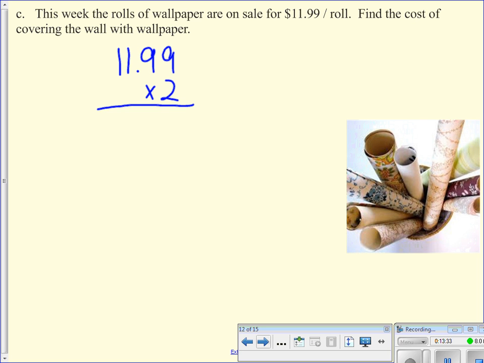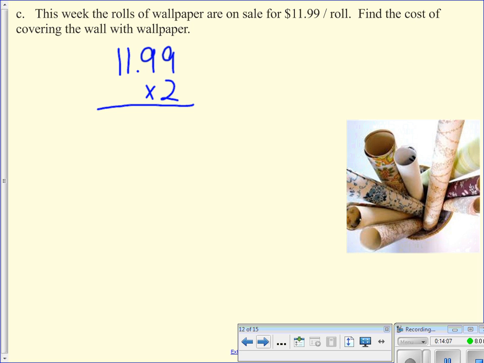$11.99 times two rolls. Did you just make that 12? Why would I make it a 12? I need two rolls. 1.7, we rounded that to 2. Oh, no, no. When I go to the store, you're not charging me more. If it's $11.99, I'm paying $11.99. You better not be rounding up the price of anything and then I'm paying you more. If you want to round it down and give me a discount, why not? Well, that's fine. But the cost is $11.99.